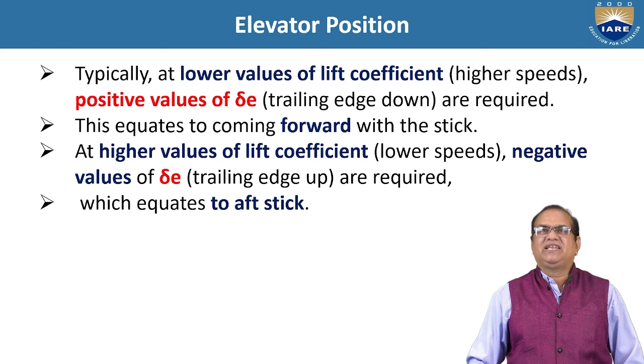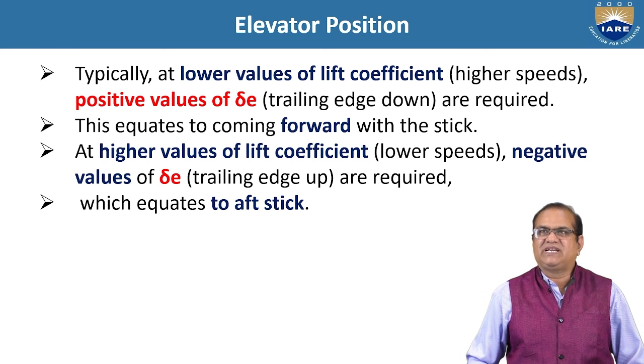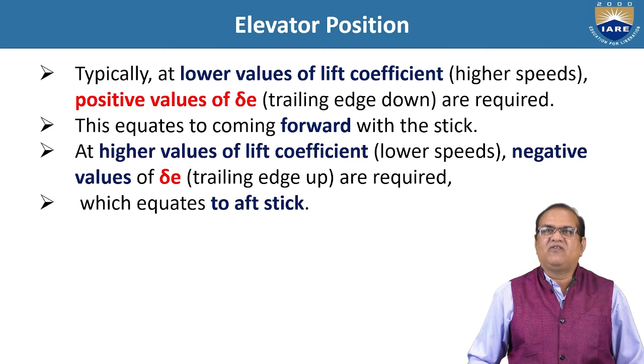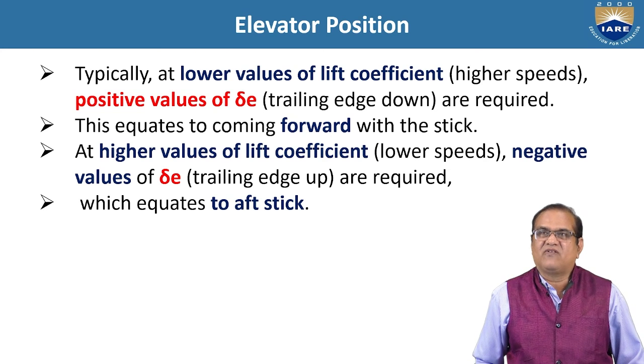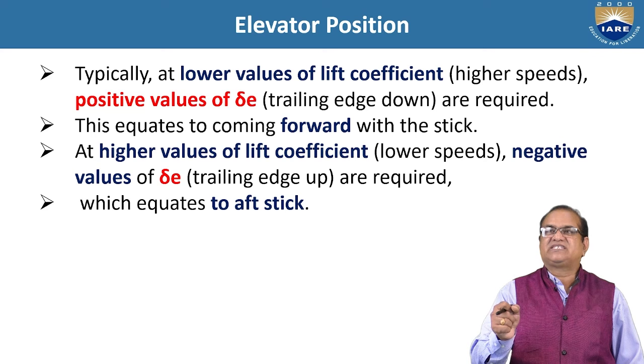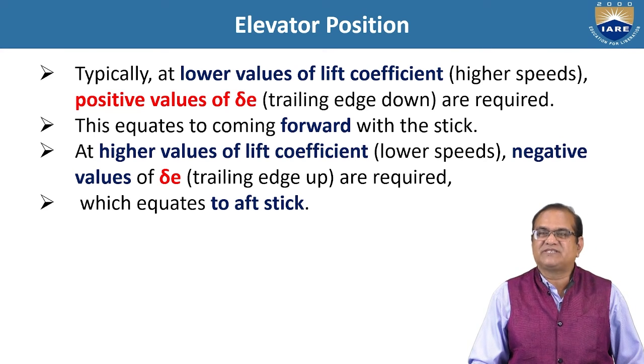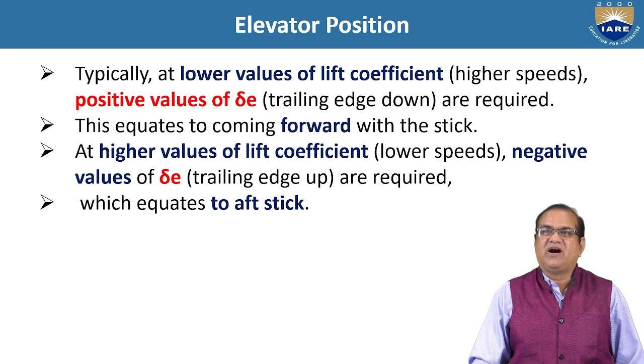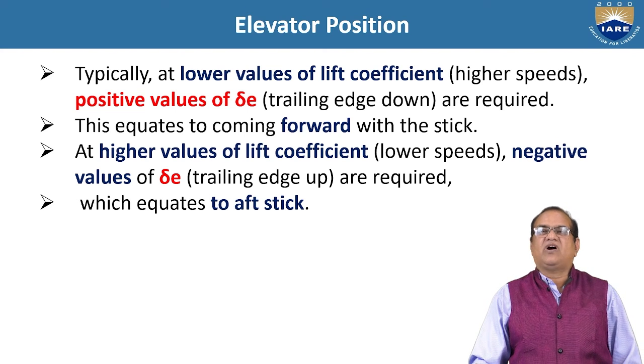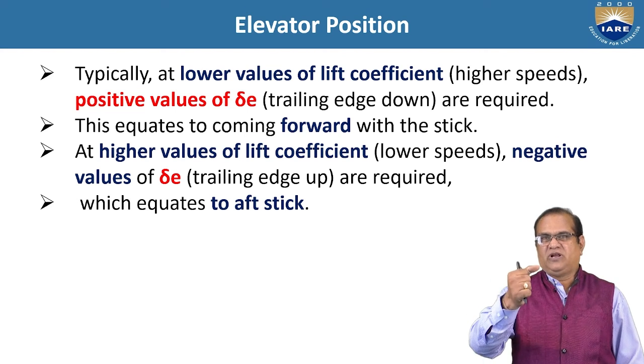The elevator position typically, at lower values of lift coefficient and higher speed, requires a positive value of delta E, trailing edge down. Means when the aircraft is flying with less speed, more delta E is required. This equates to coming forward with the stick. So we have to move the stick forward. At higher values of lift coefficient, means at lower speeds, a negative value of delta E, trailing edge up, is required, which equates to aft stick. At that time we have to pull backward.